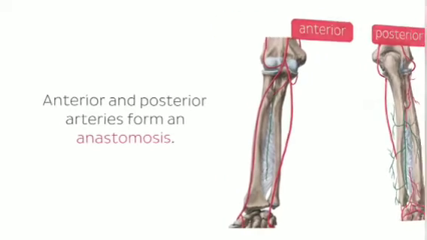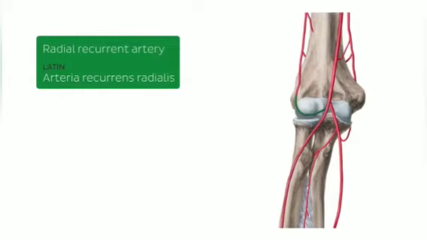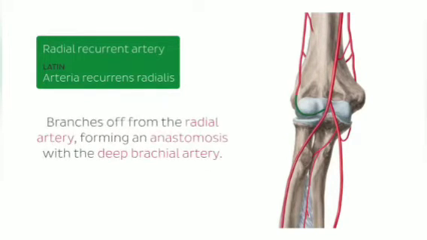We're going to move on and talk about another one, now seen here highlighted in green. This is known as the radial recurrent artery. It is also another interesting small artery, and it branches from the radial artery, forming an anastomosis with a deep brachial artery. And you can clearly see here the radial artery and then an anastomosis with the brachial artery.